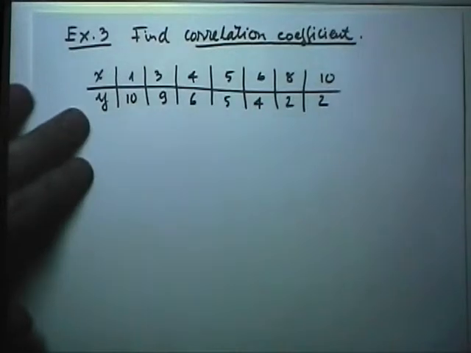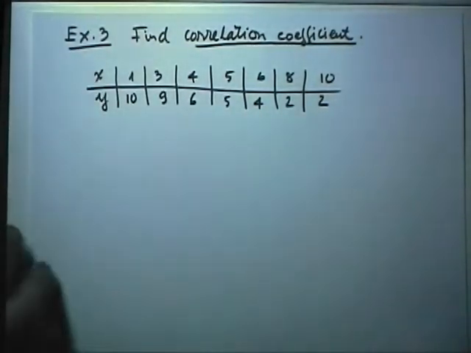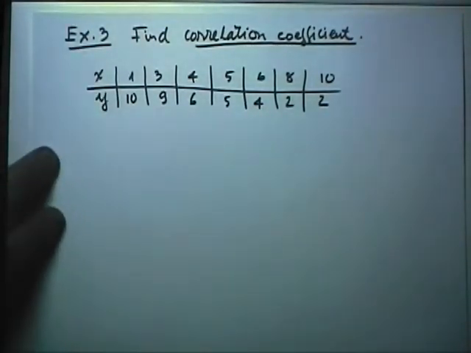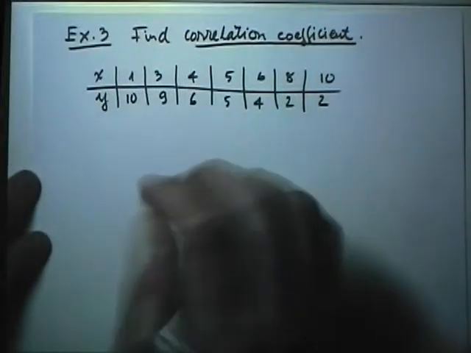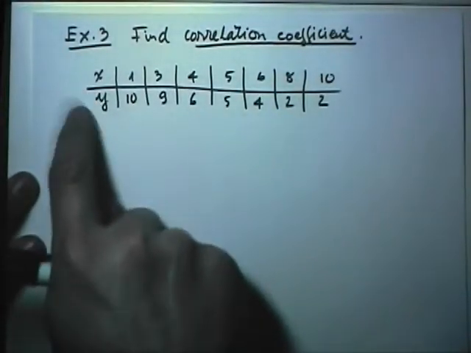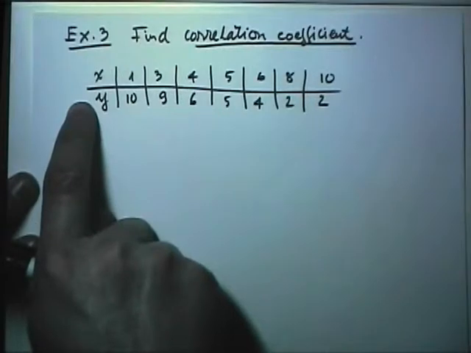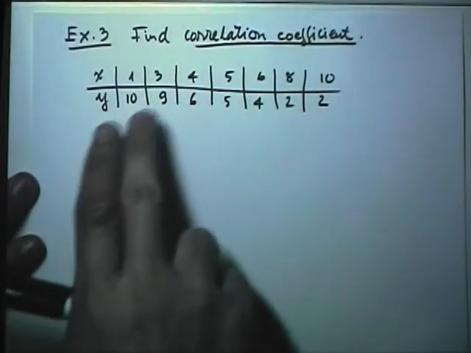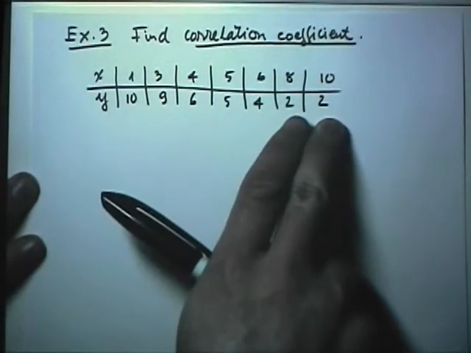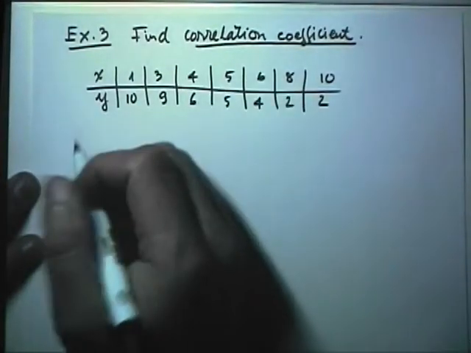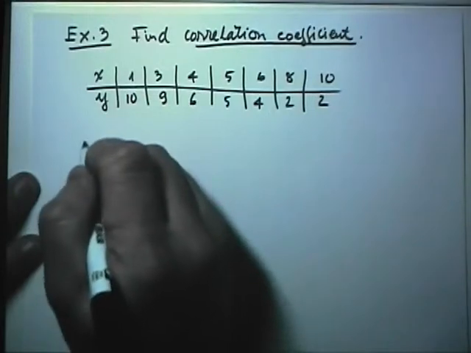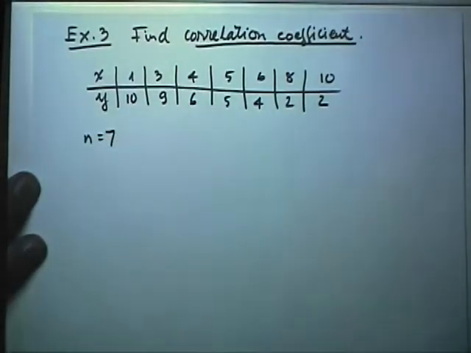So let's look at another one here and try to explore what other possibilities a correlation coefficient can turn out to be. I have two data sets again, the data set for x and the data set for y. This time I have 7 data points altogether, so n equals 7.